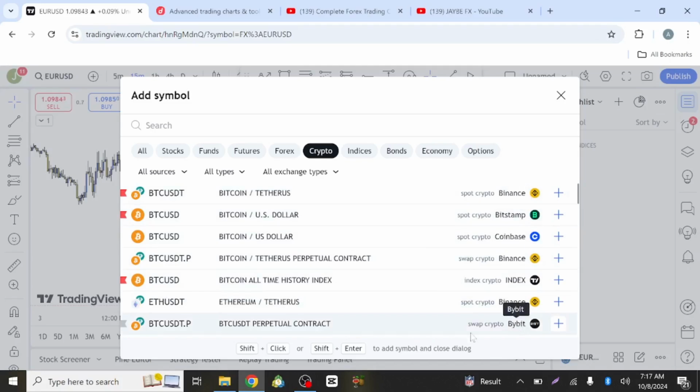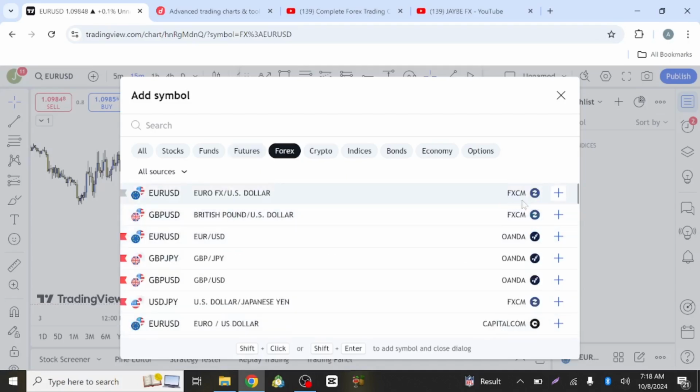Now, Bybit are on TradingView offering BTC USD. Binance are on TradingView offering BTC USD. Same thing with Forex. FXCM are on TradingView offering Euro USD. FX are on TradingView offering GBP USD. Oanda are on TradingView offering Euro USD.